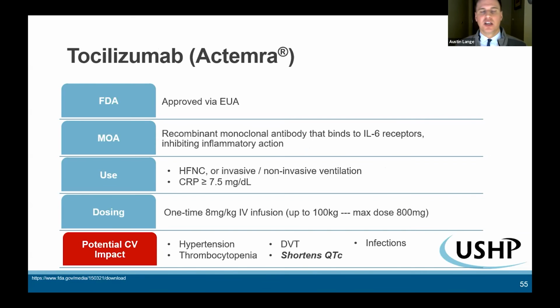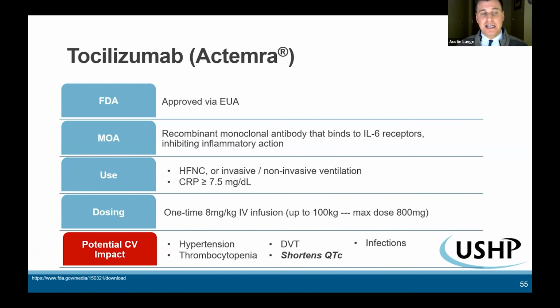Tocilizumab, or Actemra. This one is again approved with an emergency use authorization, and it's a monoclonal antibody that binds to the interleukin receptor, preventing the inflammatory action associated with COVID. This one is used for high flow nasal cannula and non-invasive or invasive ventilation, and they typically have to have a C-reactive protein above 7.5 milligrams per deciliter to be qualified for this therapy, and that's an inflammatory marker. And then the dosing is typically a one-time infusion, 8 milligrams per kilogram up to 100 kilograms. So if the patient's 120 kilograms, for instance, the max dose is still going to be 800 milligrams.